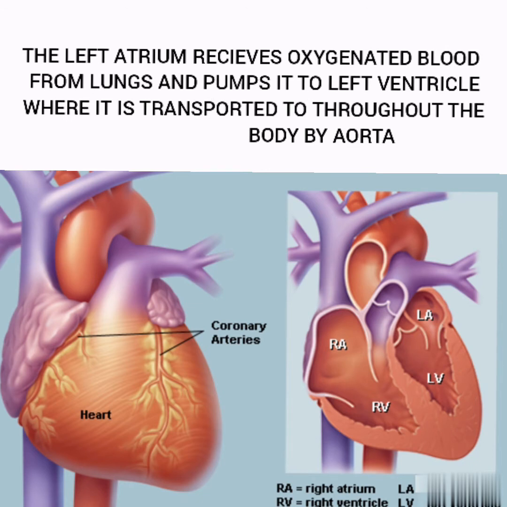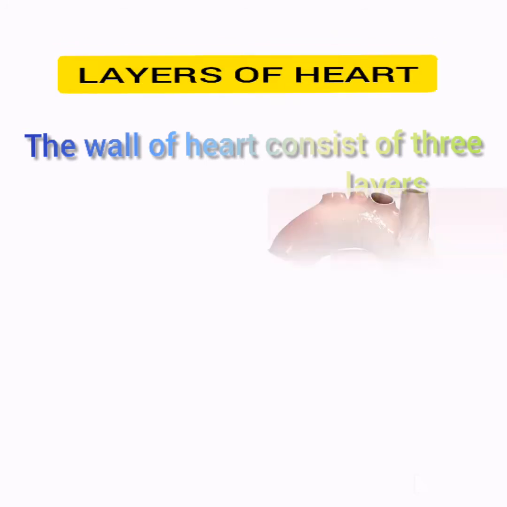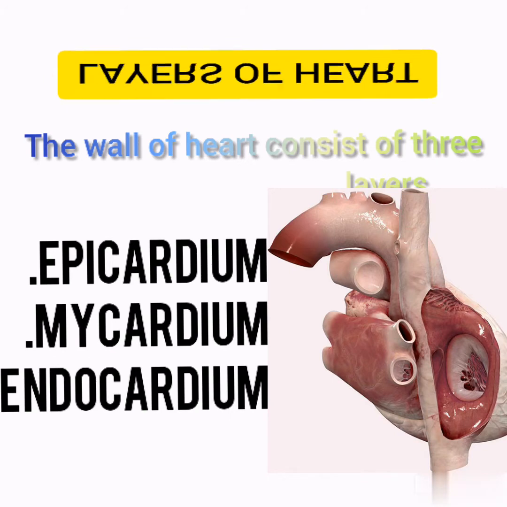The left atrium receives oxygenated blood from the lungs and pumps it to the left ventricle, where it is transported throughout the whole body by the aorta. Now come to the layers of the heart.